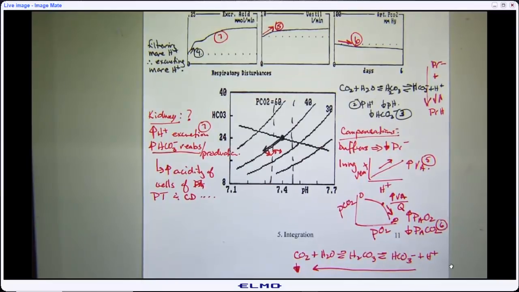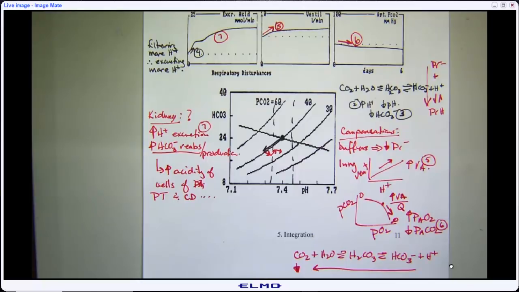Okay, so on any question that you see, don't leave one out because I left one out early on in our discussion. Okay? Try to assess whether the body would have all the things available to compensate and what it would do to do that.